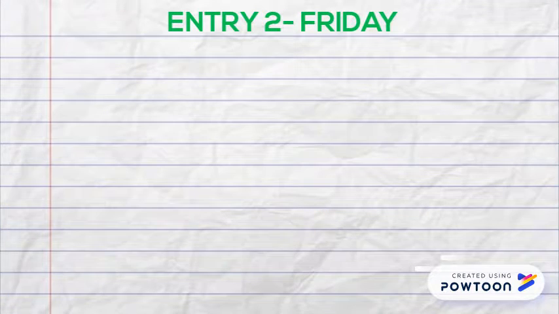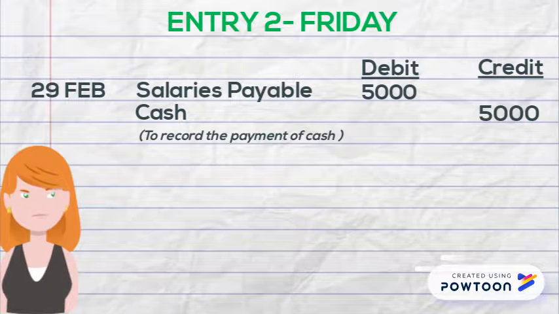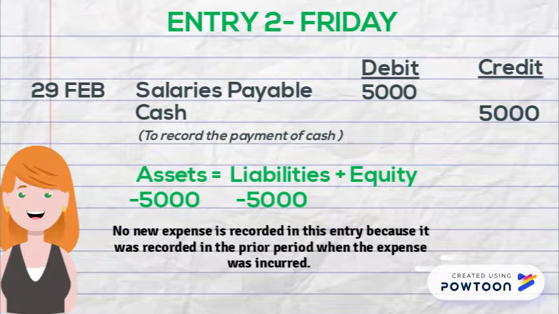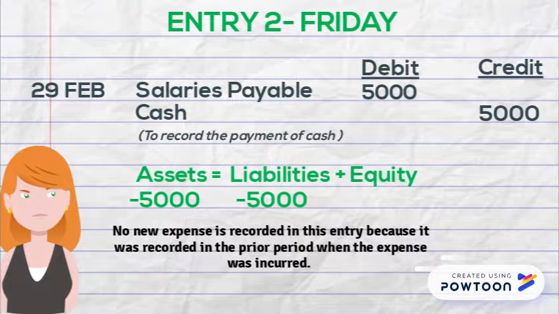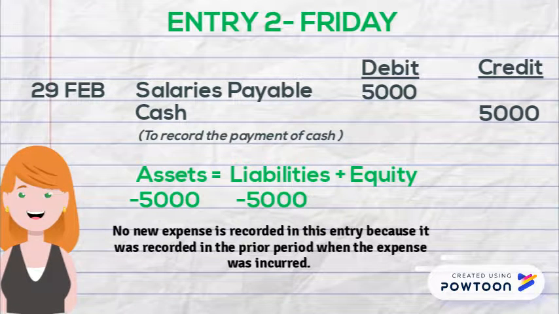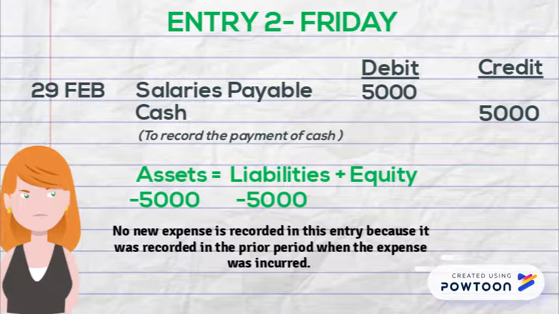Now on Friday the 28th of February, when wages are paid and deposited into the employees' accounts, the salaries payable account is debited by $5,000 and the cash account is credited by the amount of $5,000 as well. Both the salaries payable and cash account are decreased as the salary expense has been paid.